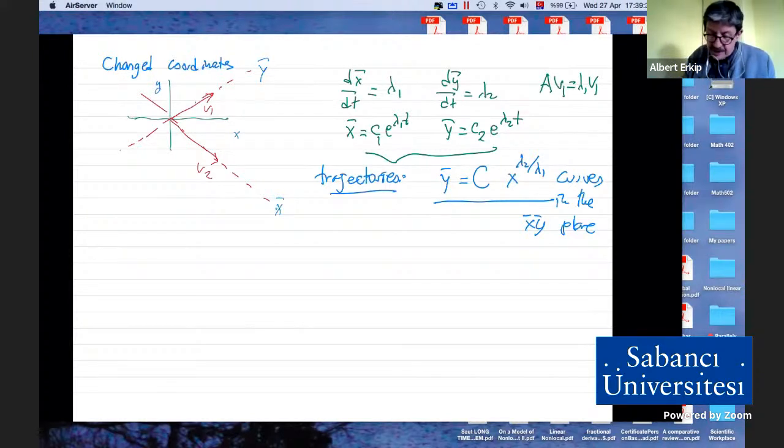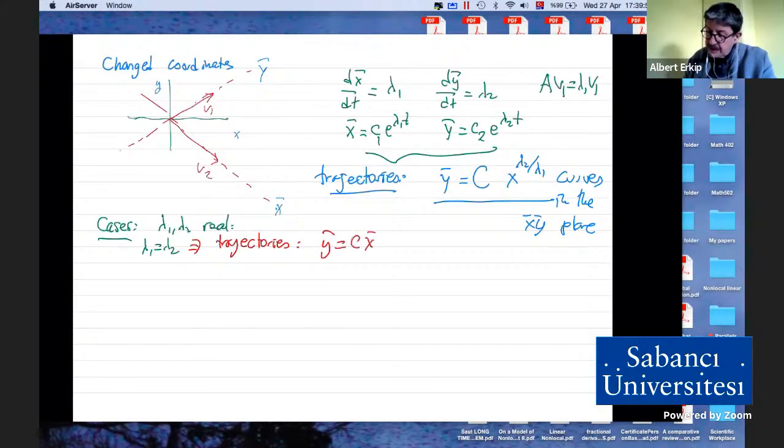I remind you of this because I will be using these cases. First, lambda 1, lambda 2 real, and say lambda 1 equals lambda 2. One case. Then the trajectories are x bar, y bar equals c times x bar, because lambda 1 and lambda 2 are the same.